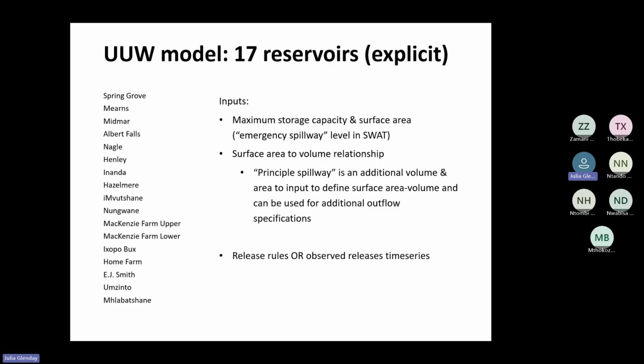But these are the ones I was given, and I added a few. The ones I was given didn't include the Mackenzie Farm upper and lower and Ikopo and Home Farm as separate ones. But when I went into the GIS and some of the aerial photography, these ones are quite large. So I'll show you what these ones are and then talk about what inputs you need to set up the model for these as explicit reservoirs or water bodies in the model.